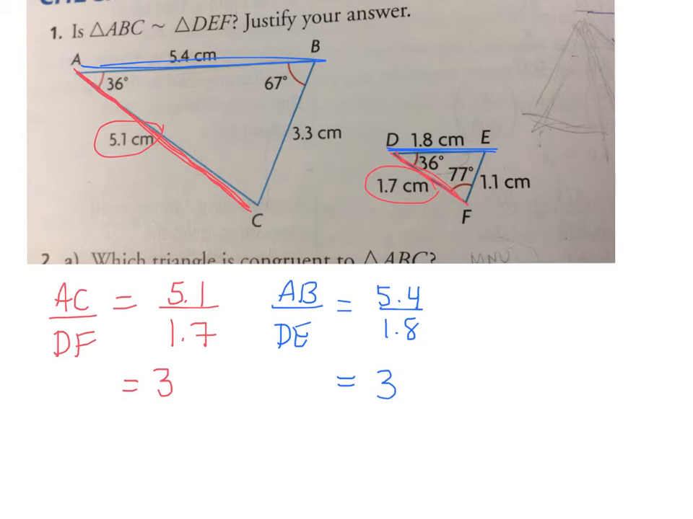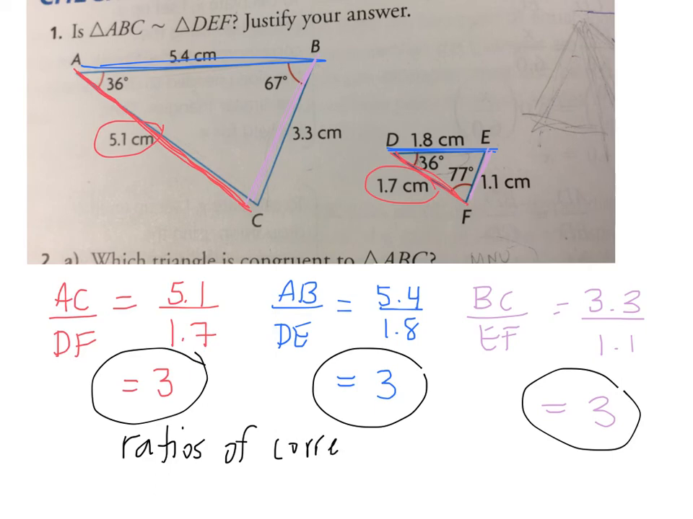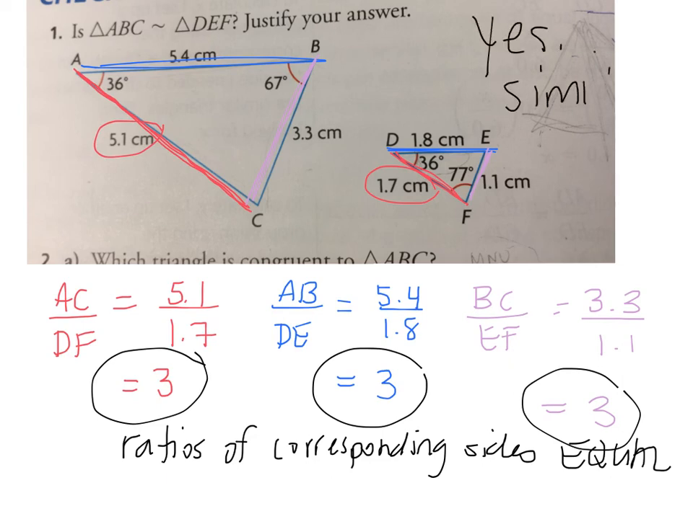So let's prove it. BC corresponds with EF. 3.3 divided by 1.1 equals 3. So what did you find? The ratios of the corresponding sides are all equal. And we found earlier that all the corresponding angles are equal, so therefore, is this similar or not? Yes, this is similar. These two triangles are similar.